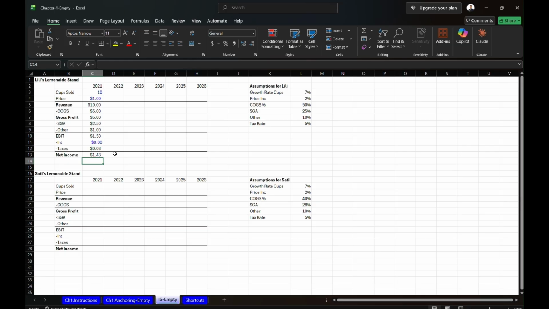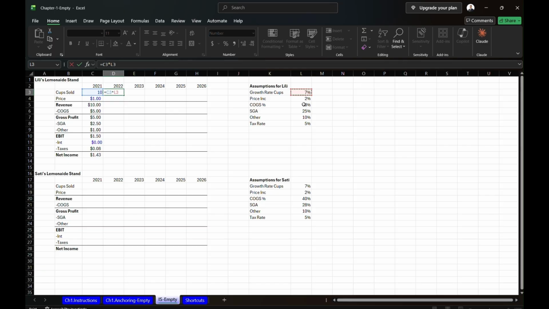However you please. So now for the next part, we only have to do the first few, and then we're going to copy everything over to see how that works. So for cups sold for 2022, if we go here into D3, we're going to type equals and then left arrow to cups sold. And then we're going to multiply that by our growth rate over here of 7%.